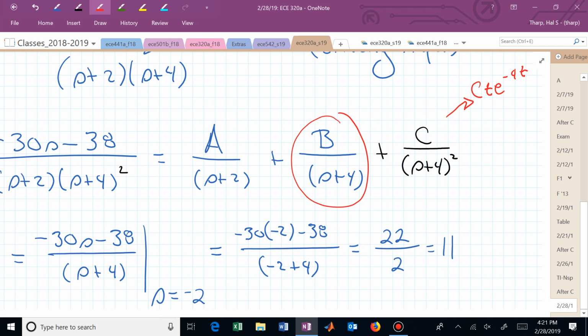That's now what happens when you have case 2, or a repeated factor in your denominator, or a repeated root.